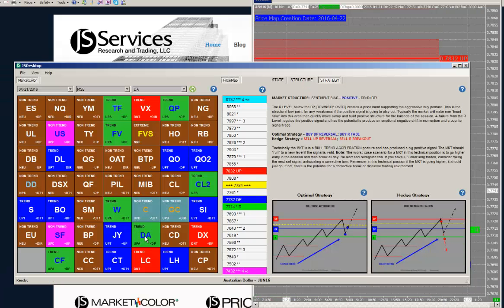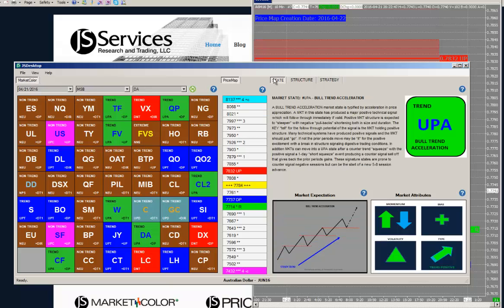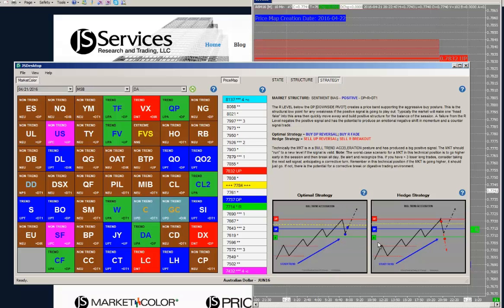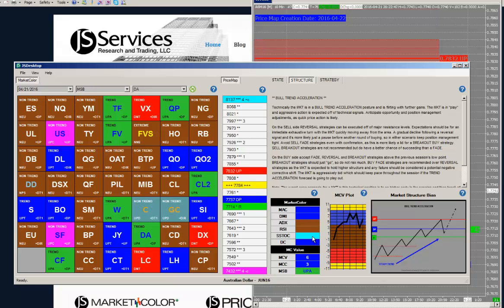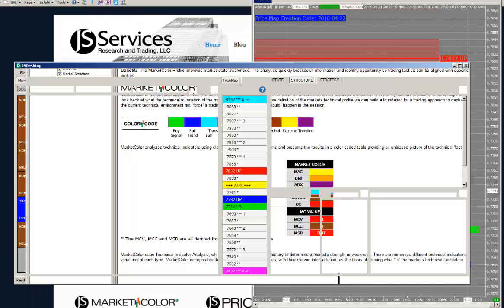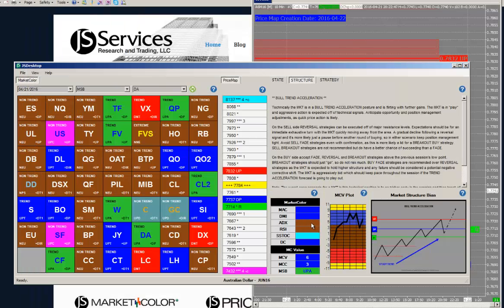The Aussie dollar is another market that's in the same market state, has the same structure, and same strategy themes. Now there are different nuances between market color analysis and this one. If we look at a bull trend acceleration, one thing that stands out is the ADX is brown, and a brown ADX means it's in neutral, it's not trending, so that indicator is either trending or not trending. And when we're in a trend move, it's nice to have a purple ADX because that signifies that the market has trending ability, and this market does not.